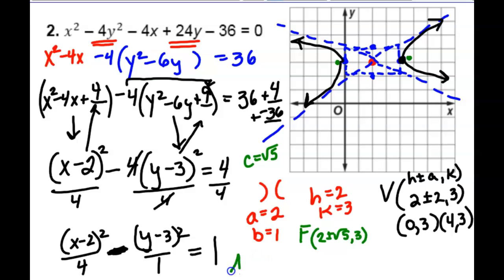And then the asymptotes, y minus what? Equals, and this one is going to be x minus 2. The slope is change in y over change in x, which is almost. It's b over a, so it's 1/2, right? Isn't that what our box did, up 1 and over 2? Because this is a squared. Yep, we've got to square root it.